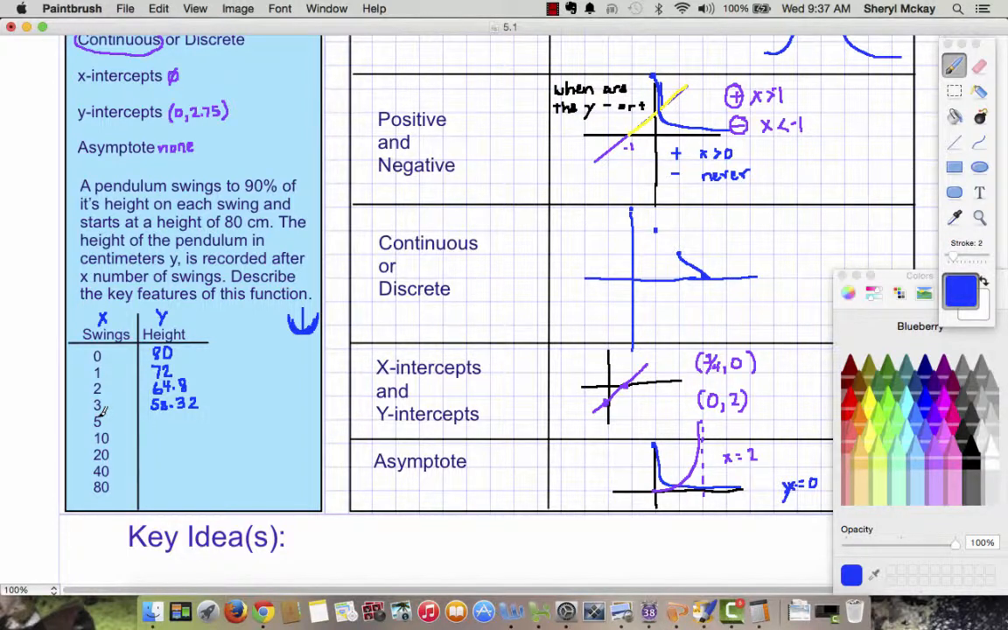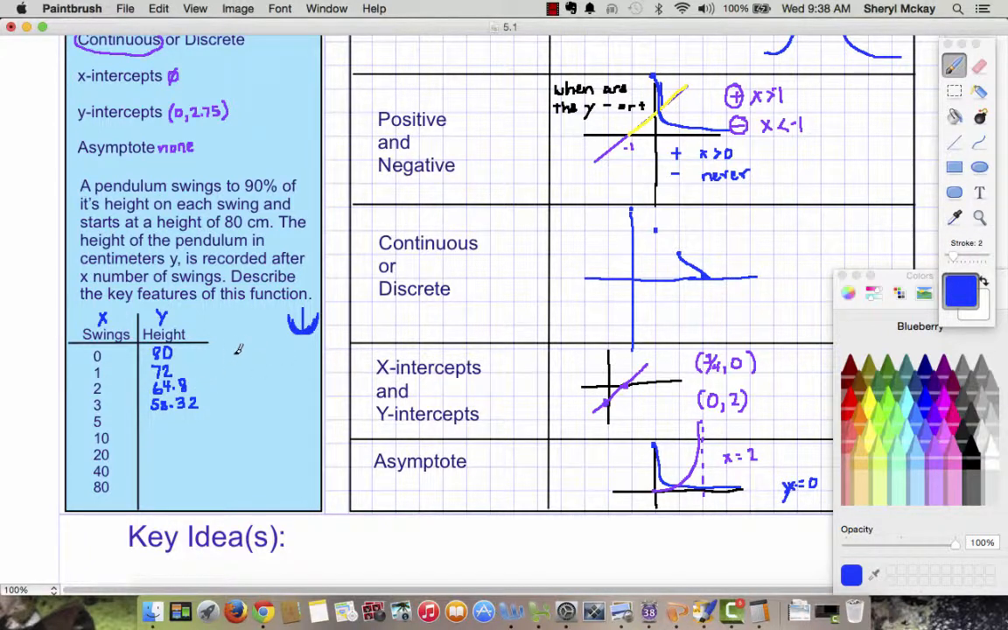How are we going to figure out what the fifth swing is? Well, are you remembering the formula for an exponential function? If you have been remembering it, then that's going to help you, because as you look ahead, you're going to see we have to figure out the height on the 10th swing, the 20th swing, the 40th swing, and the 80th swing. And I don't want to sit here and do each swing individually and multiply by 90%. I want to be able to use a formula. So let's see if we can remember.